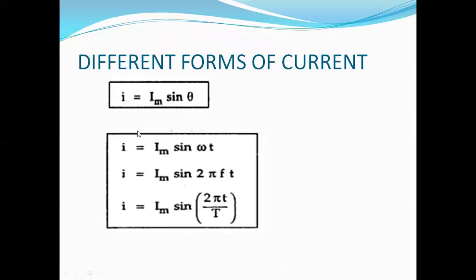Small v and small i represent the instantaneous values of voltage and current respectively, where Im and Vm or Em represent the maximum value, that is, the maximum value Im or Vm.